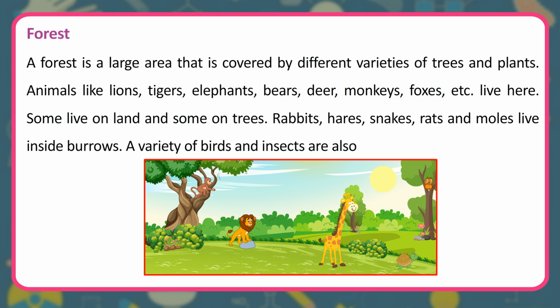Forest. A forest is a large area that is covered by different varieties of trees and plants. Animals like lions, tigers, elephants, bears, deer, monkeys, foxes, etc. live here. Some live on land and some on trees. Rabbits, hares, snakes, rats and moles live inside burrows. A variety of birds and insects are also found here.